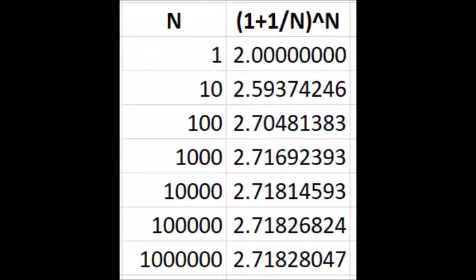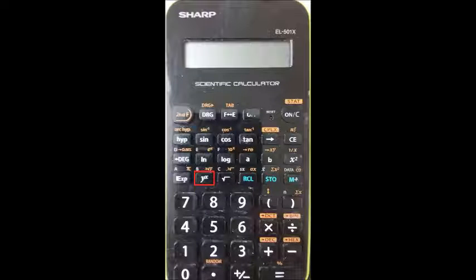Now we are going to show how to perform these computations. We can plug the values n in the left column into (1 + 1/n) raised to the nth power. Notice as n gets very large, the value in the right column approaches a number around 2.718. If you have a scientific calculator, the easiest way to crunch these numbers is by using the button boxed in red, y to the x.